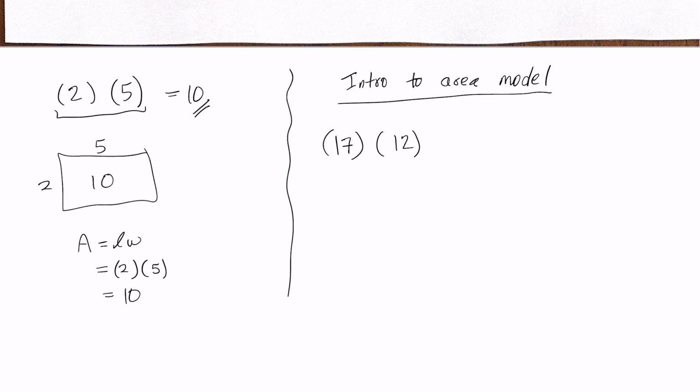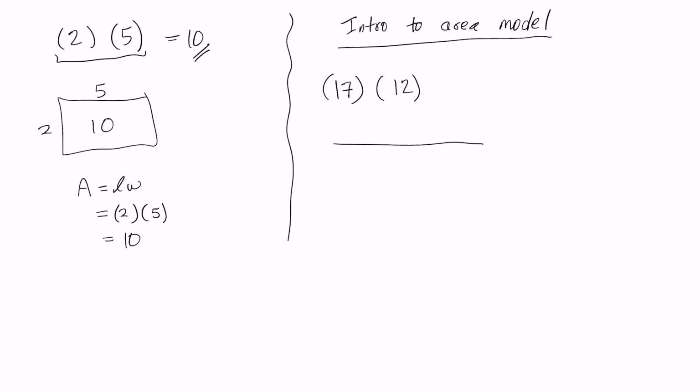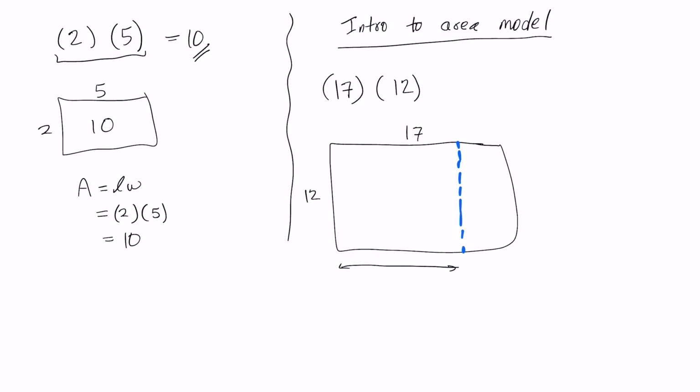I could calculate it using a bit of mental math, but a really neat way of doing this is to just draw a rectangle. Let's say this is 17 units long and 12 units wide. What I can do is split up this 17, put dotted lines right there, and say this part is 10 units long and this part is 7, because 10 plus 7 still gives me 17. So I just broke it up into two nice numbers.